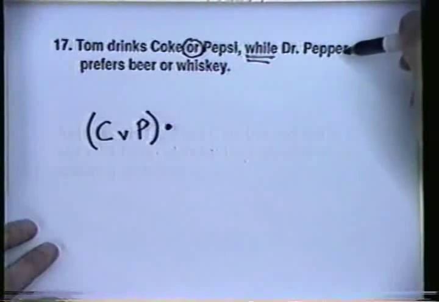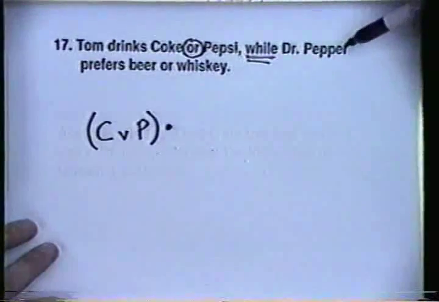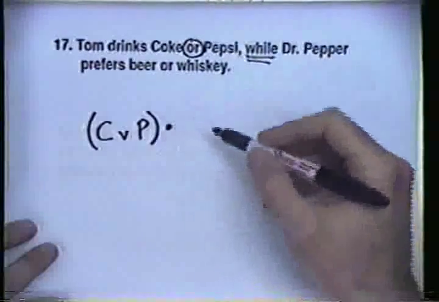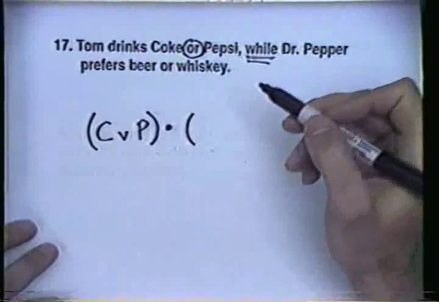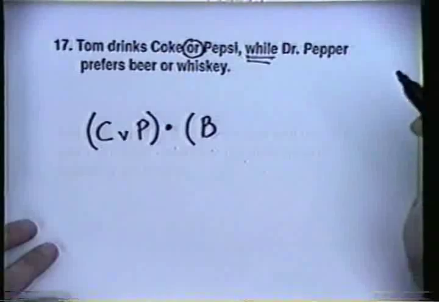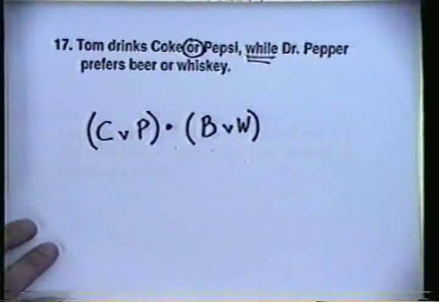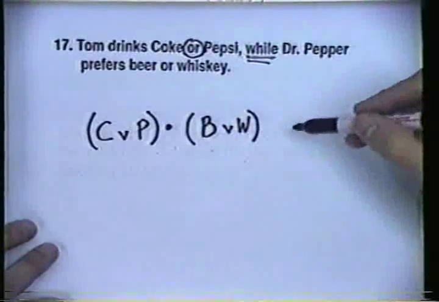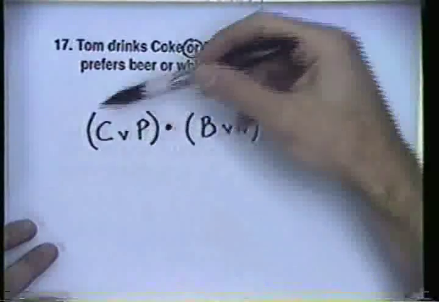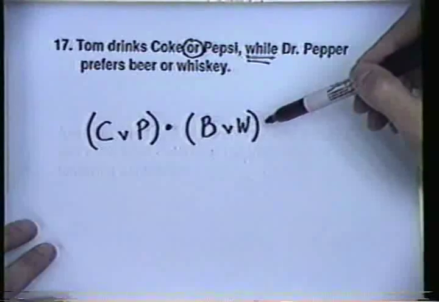Well, notice this really means pretty much the same thing as Tom drinks Coke or Pepsi, right? Here, Dr. Pepper drinks generally beer or whiskey. So we want to have a similar kind of translation. We want Dr. Pepper prefers beer or Dr. Pepper prefers whiskey. And so the whole sentence, again, is an and, a conjunction, which has a disjunction as one of its conjuncts and has a disjunction as its second conjunct.